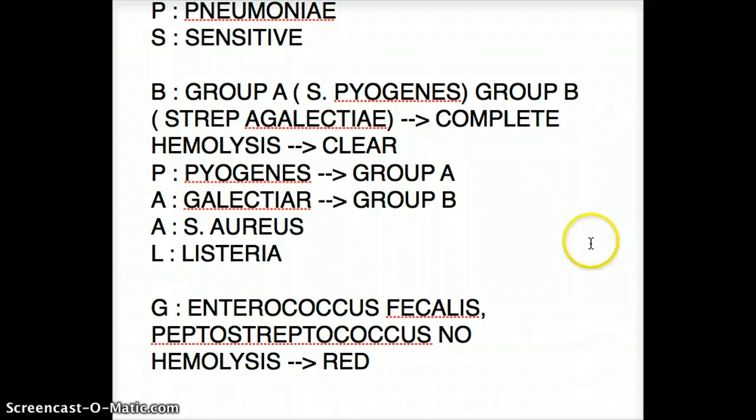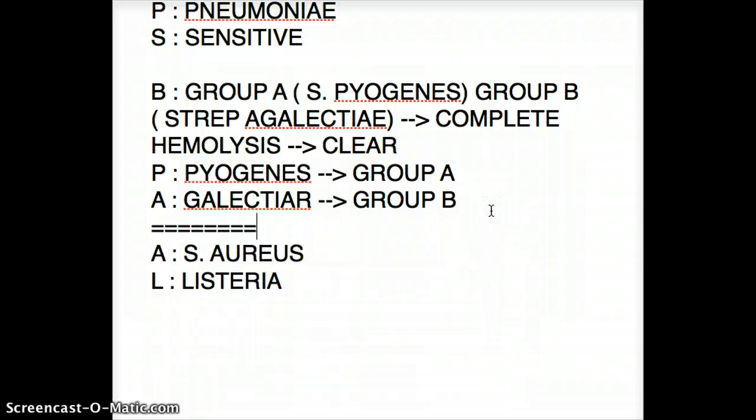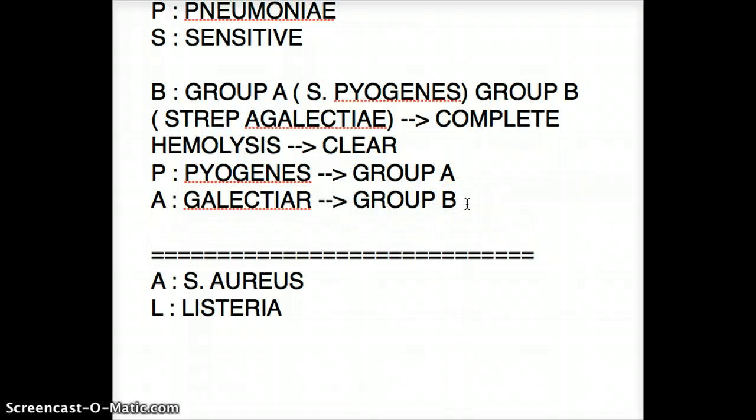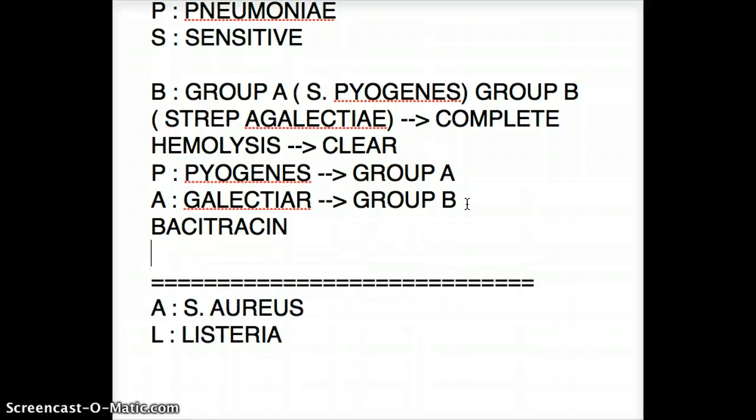So how do we differentiate between group A and group B? Well, the way we differentiate them is using a substance called bacitracin. And there is a mnemonic with this too. It's B-BRAS. The first B is for bacitracin, the next B is for group B, which is agalactiae, resistant, and A is group A, which is pyogenes, sensitive. Okay, I shouldn't be writing this down.